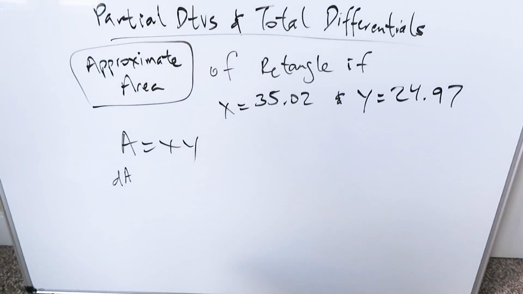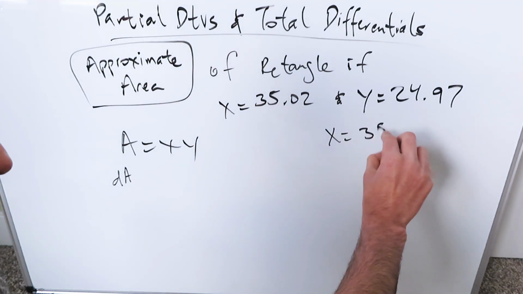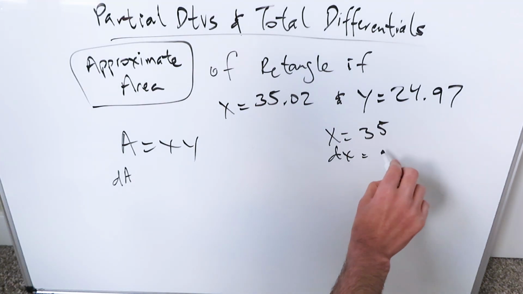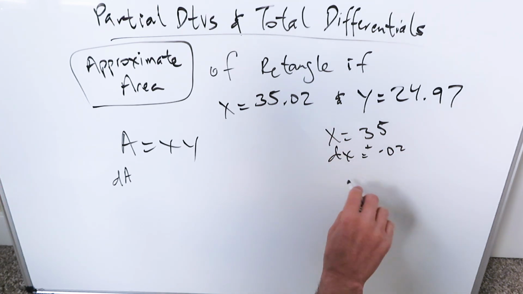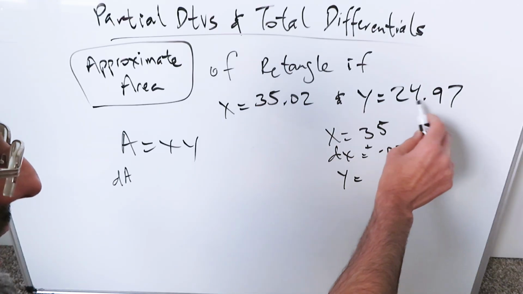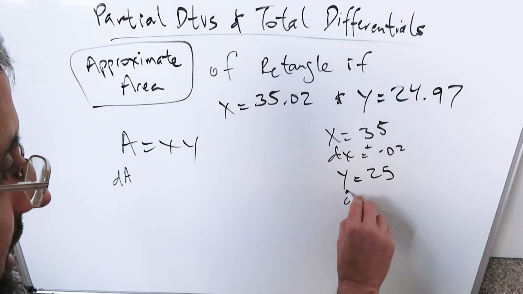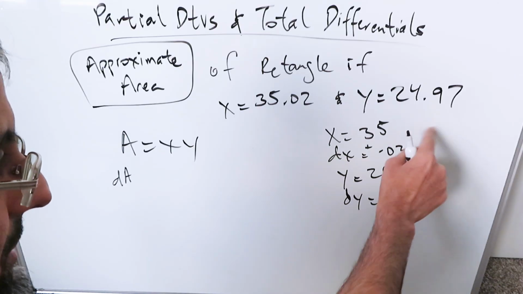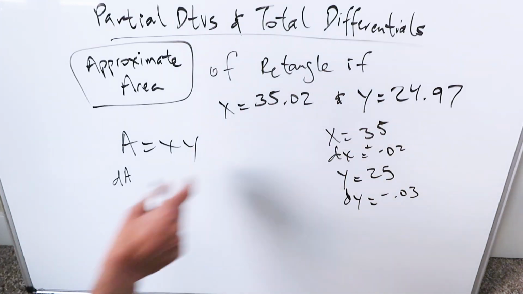Think back to your very first screen where we were looking at dx's and dy's. If I say x was equal to my length, which is 35, then I know my dx, my delta x, is equal to plus 0.02, right? Because this plus this will give you this. If I say y was equal to 24.97, and I'm just rounding it up to 25, then I know my dy, my delta y, is equal to what? It's minus 0.03, because this plus this will give me that.